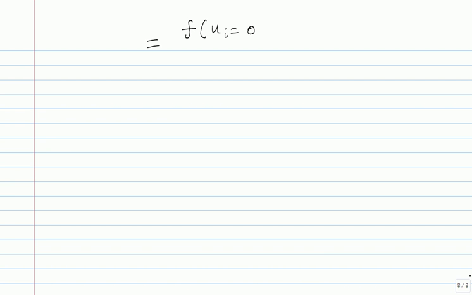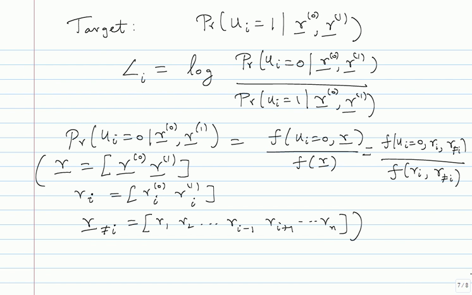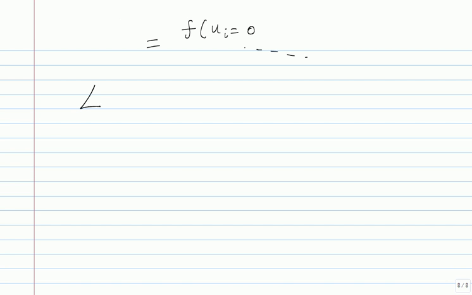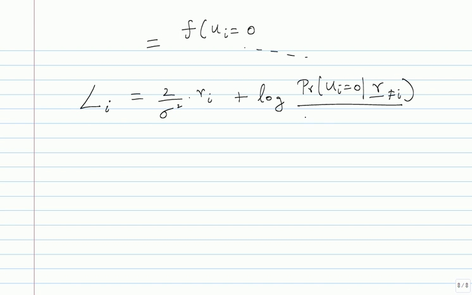So you can work with this. I'm sorry, I'm not able to fill it in. I just don't have too much time. So maybe I'll come back next class and give you the actual derivation. It's not too difficult. If you do that, at the end of the day, you'll get this very nice simplification. L_i will become 2 by sigma square times r_i, which will correspond to your intrinsic LLR, and then plus this other term. What is this other thing? You can say that will be log probability of u_i equals 0 given r not equal to i. It's quite a simple derivation.